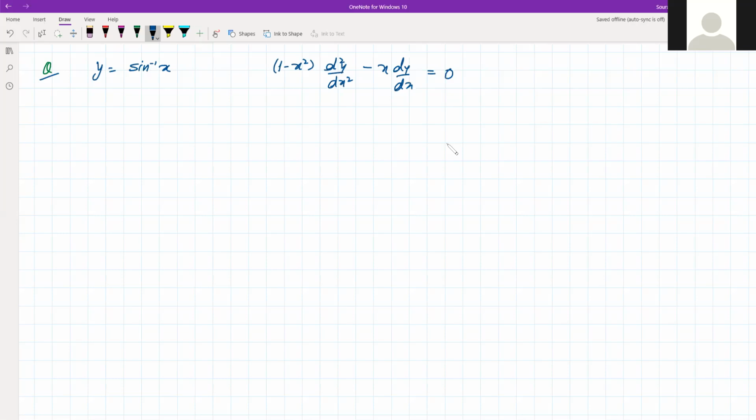So let's solve this. y is sine inverse x, so that is straightforward. dy by dx is 1 divided by root of 1 minus x square.